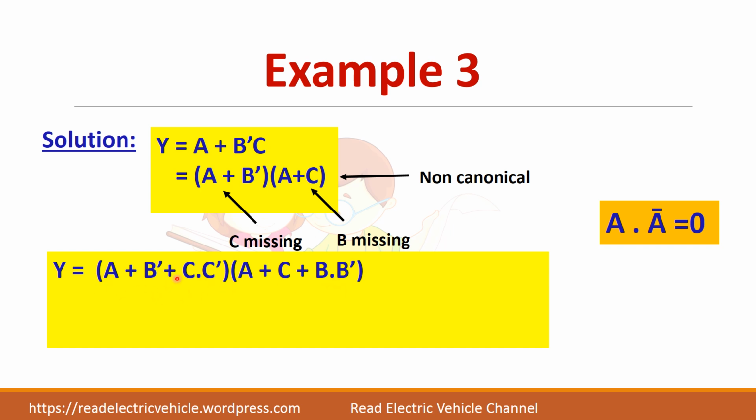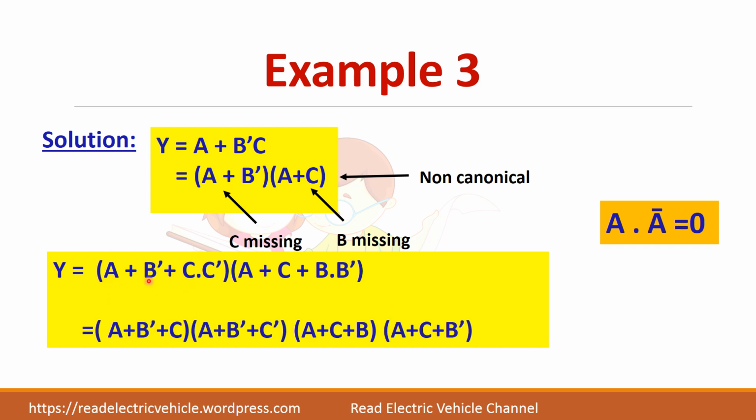So now you apply again the distributive law and split it out. A plus B dash plus C, dot product, A plus B dash plus C dash. Again this one you split it: A plus C plus B, into A plus C plus B dash. So now this is in canonical form, or product of Maxterms is here.